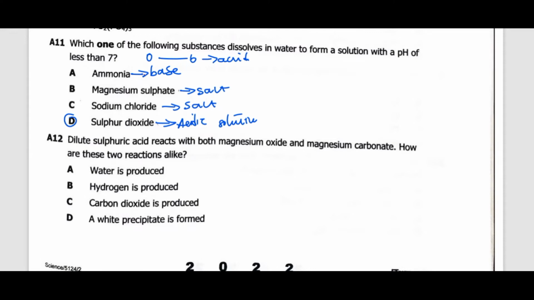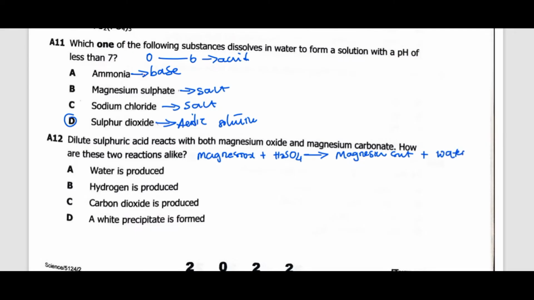Then question 12. Dilute sulfuric acid reacts with both magnesium oxide and magnesium carbonate. How are these two reactions alike? So we want to find the similarity. So let's do this. Say we have magnesium oxide reacting with sulfuric acid. We just write it as a chemical formula. So what are we going to have? We are going to have magnesium sulfate, then the hydrogen will react with oxide, which will give us water.